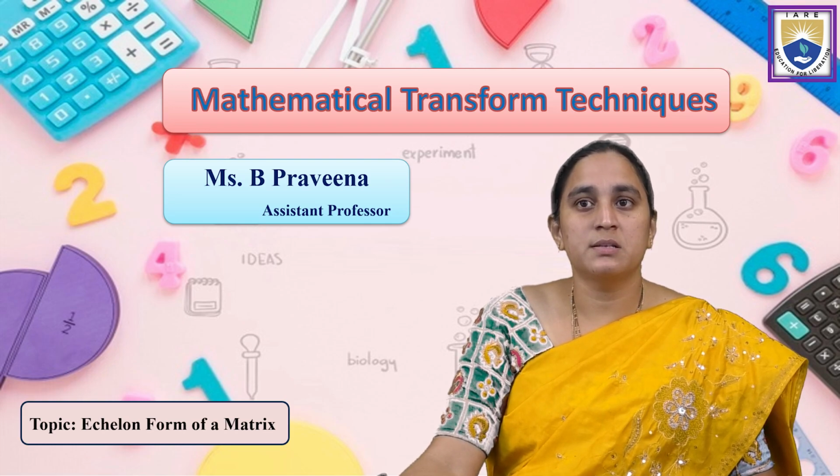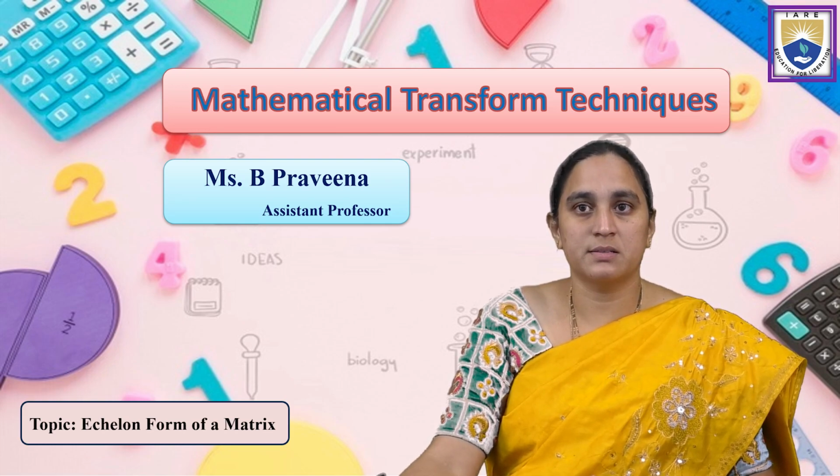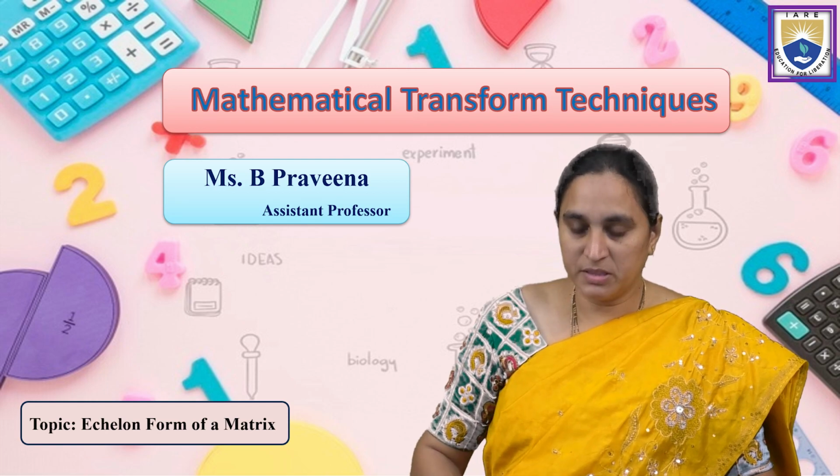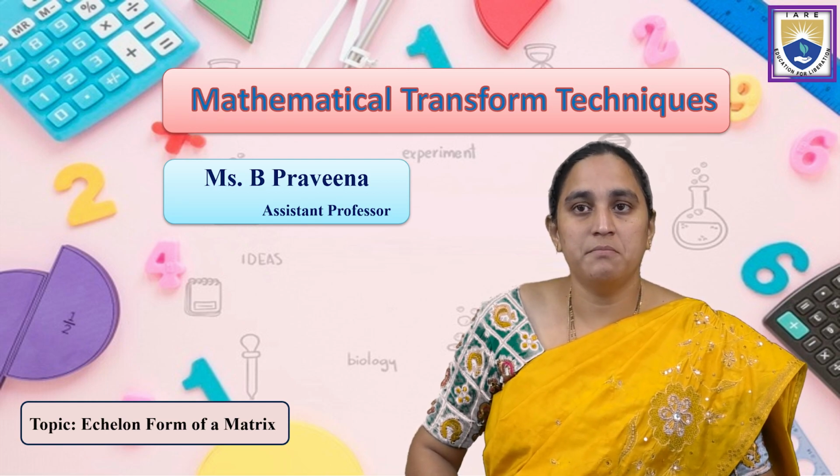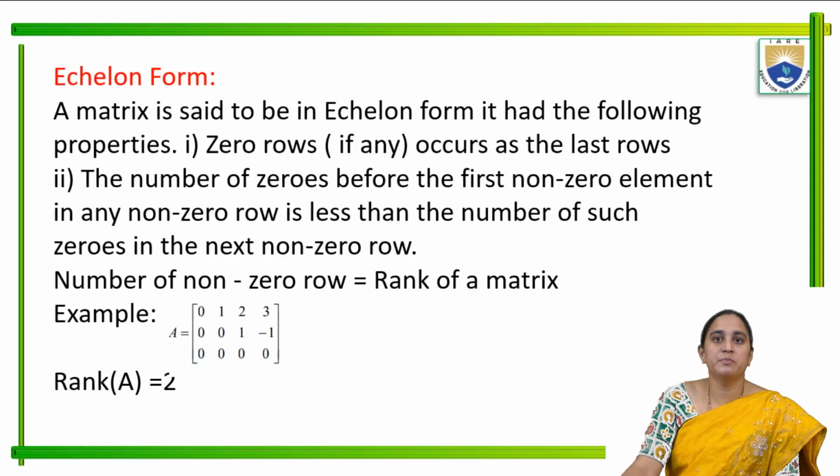Today my topic is the echelon form of a matrix. This is one of the methods for finding the rank of a matrix. We already discussed the basic concept of rank in the previous classes, and now we will discuss the same concept for finding the rank of a matrix by using echelon form.